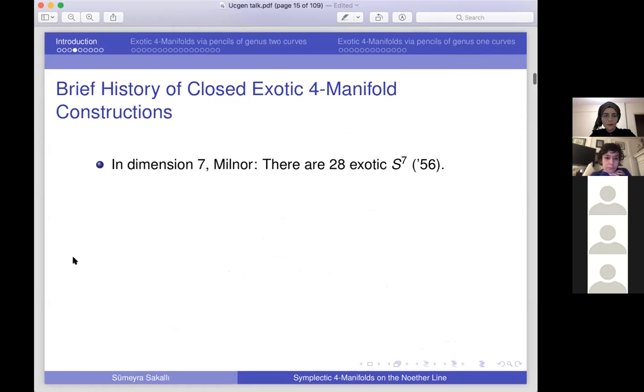So now I want to give a brief history of closed exotic 4-manifold constructions. And exoticness starts with Milnor, as far as I know. In dimension 7, he showed that there are 28 exotic 7-dimensional spheres. And I think this word exotic is due to Milnor. It is his terminology.